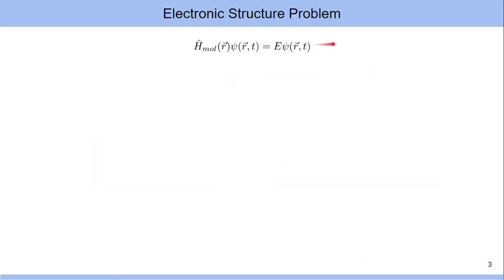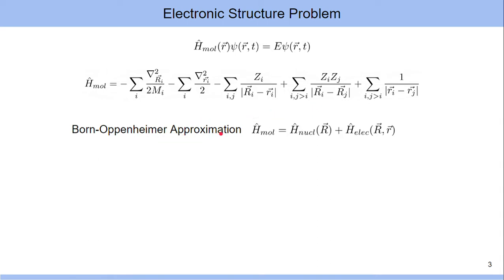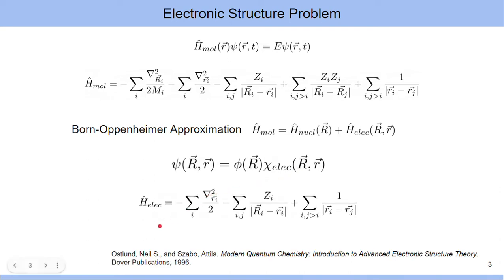Now, to find out the ground state energy of a molecule, one has to solve the electronic structure problem, where the Schrodinger equation defining this problem is shown here. The corresponding molecular Hamiltonian contains both nuclear and electronic terms, where, by using the Born-Oppenheimer approximation, the problem can be simplified such that one has to solve only for the electronic wave function using only the electronic Hamiltonian.